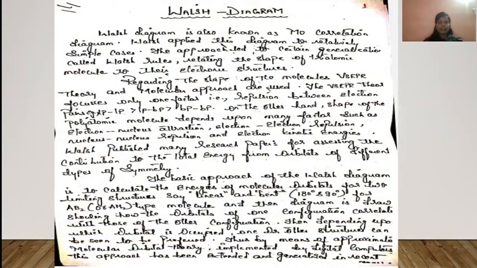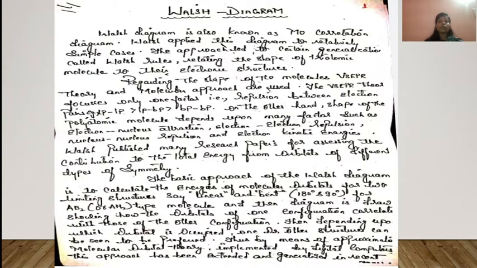So here are my notes. I have prepared these notes from several books, so through these notes it will be more clear to you. I have already told that Walsh diagram is also known as correlation diagram or MO correlation diagram. Walsh applied this diagram to relatively simple cases like H2O, BeH2, AH2, etc.